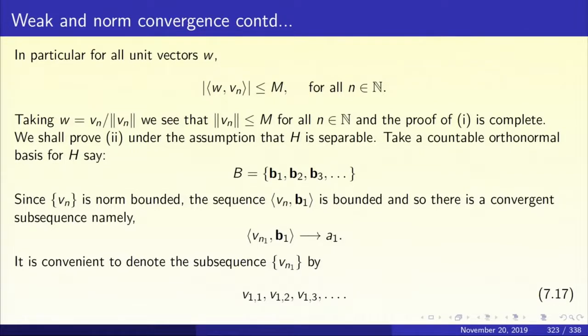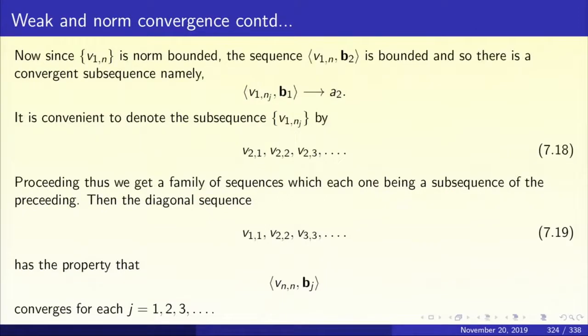Every bounded sequence of complex numbers or real numbers has a convergent subsequence. So there's a subsequence V_{n_j} such that the dot product of V_{n_j} with B1 converges to, say, A1. A1 is a scalar. Now instead of this clumsy subscript, let us call this subsequence V11, V12, V13. Let us use double subscript notation and this more convenient representation, 7.17. So V11, V12, V13 is a subsequence of V1, V2, V3.